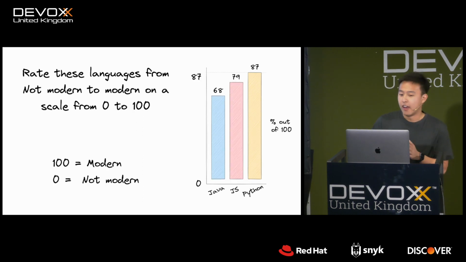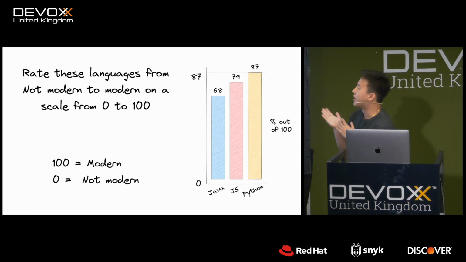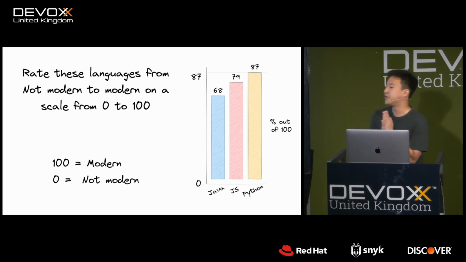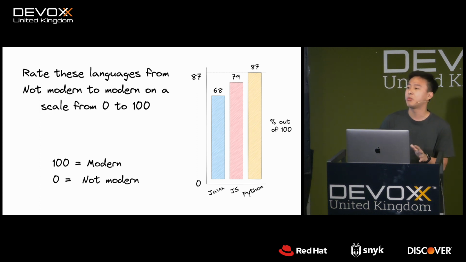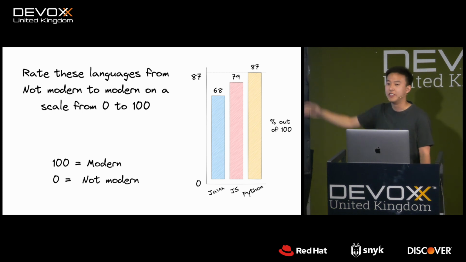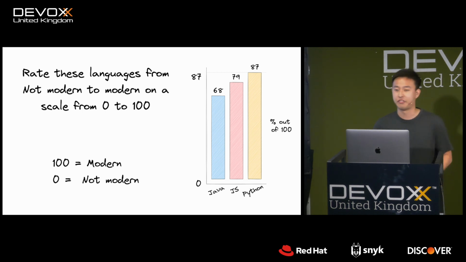But this is just to show that there's definitely a little bit of bias against Java these days. And I asked them to rate these languages from not modern to modern on a scale from 0 to 100. And again, Java came far behind. And again, Java is around 27, 28 years old now. Python was released 5 years before Java, so about 30-ish years.